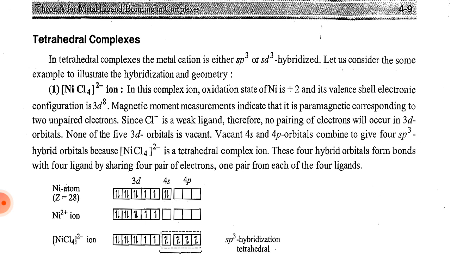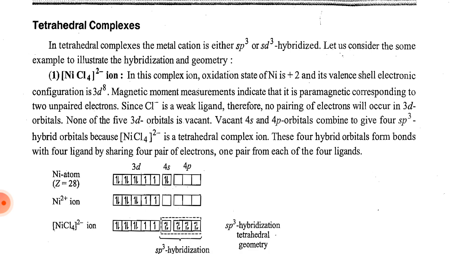Tetrahedral complex. In a tetrahedral complex, the metal cation is either sp3 or sd3 hybridized. Let us consider some examples to illustrate the hybridization and geometry. First, the [NiCl4]2- ion. In this complex ion, the oxidation state of nickel is +2 and its valence shell electronic configuration is 3d8. Magnetic moment measurements indicate that it is paramagnetic, corresponding to 2 unpaired electrons.